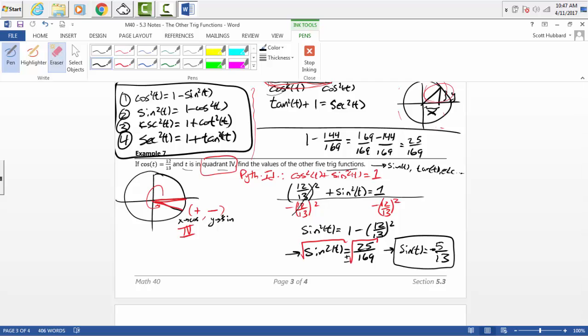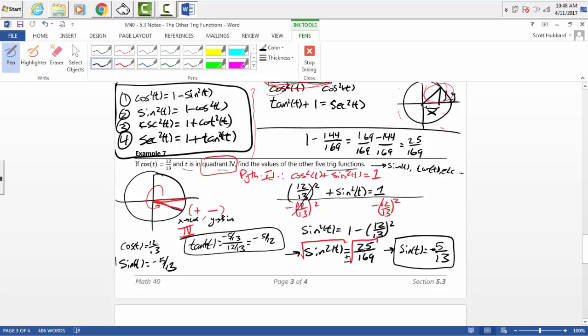I'll write it over here. Now that I know cosine of t is 12 over 13 and sine of t is negative 5 over 13, guess what? Even though I don't know the angle, I have all my building blocks to be able to find out what tangent is. Tangent is just going to be the y over the x, sine over cosine. So it's going to be negative 5 over 13 divided by 12 over 13, which will equal negative 5 over 12.